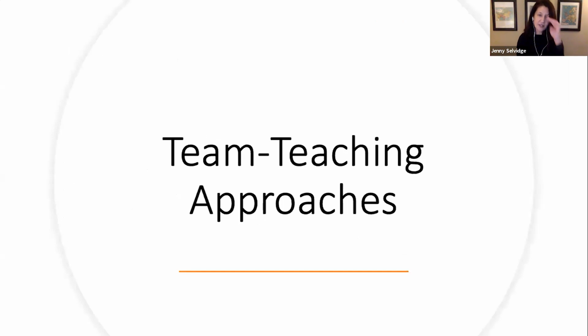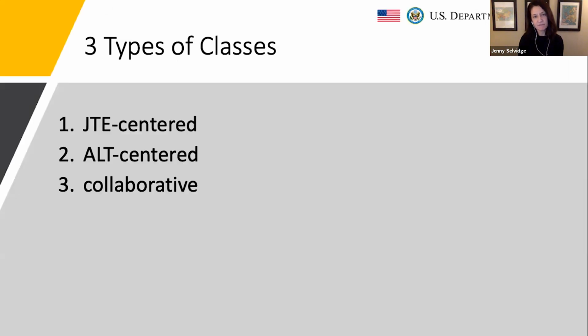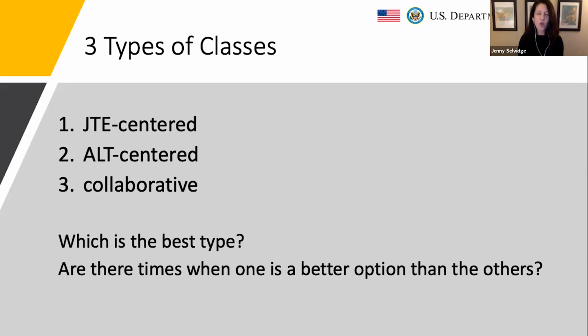So let's talk about some different team teaching approaches. Before I go into the different approaches, I want to mention something first about types of classes. So you could have a JTE-centered class, or sometimes I see a class that's completely ALT-centered. You could also have a collaborative class. So I want to ask you some rhetorical questions that you just think about on your own. Which is the best type? Are there times when one is a better option than the others? Can you use a mix of the three?